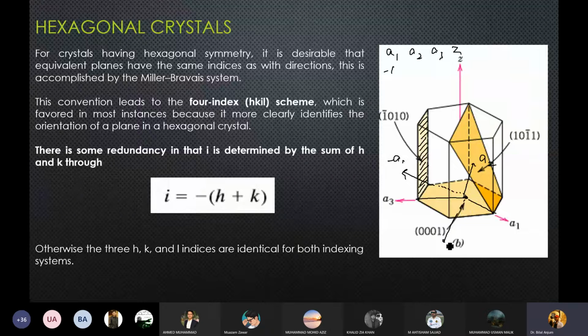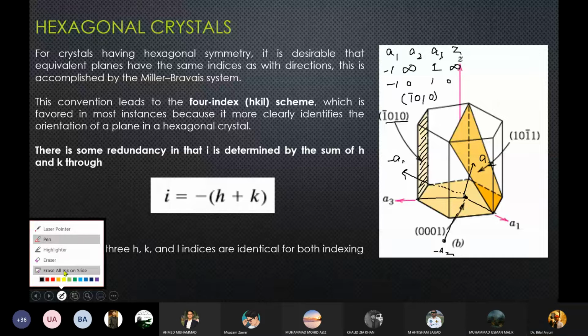This is the A2 axis. Is the plane cutting positive or negative A2? No, sir. So infinity. Is the plane cutting the A3 axis? Yes, sir. Positive 1. Is the plane cutting the Z axis? No, sir. So essentially you'll have minus 1, 0, 1, 0. That means minus 1 bar, 0, 1, 0. This would be the plane represented by the black color. Clear?